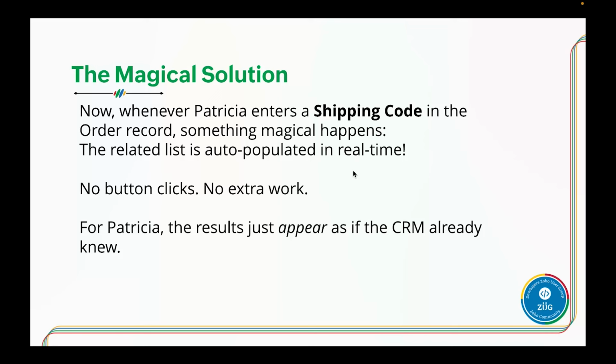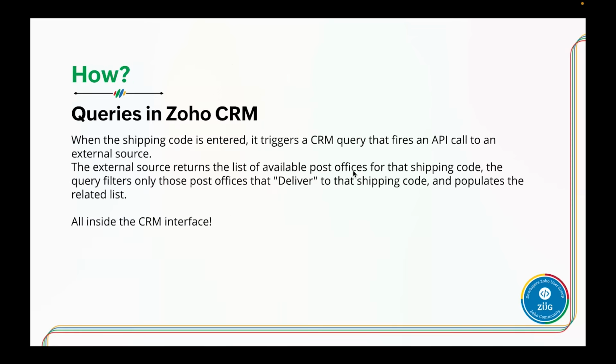She didn't have to do any button clicks. She didn't have to go through extra work. So for Patricia, the results just appeared as if the CRM already knew. So how exactly does this magic happen? It is the queries feature in Zoho CRM. Every time the shipping code is entered in the order record inside Zoho CRM, this input triggers a CRM query, specifically a REST API type query.